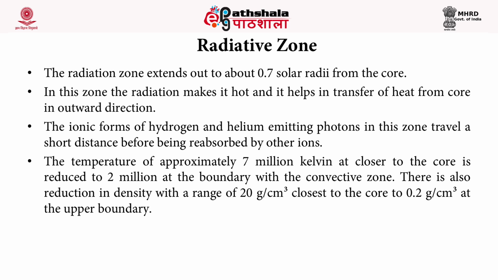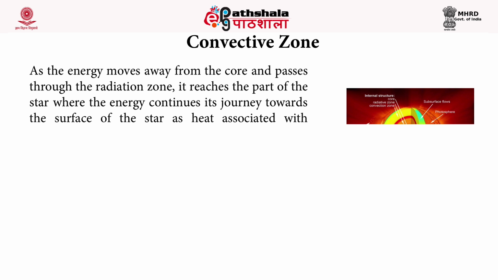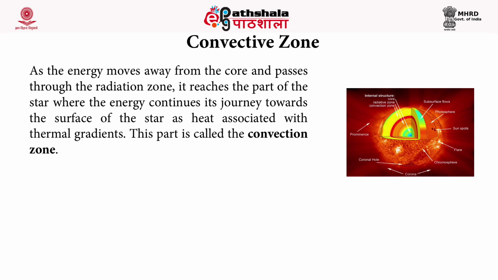There is also a reduction in density, with a range of 20 gram per cubic centimeter closest to the core to 0.2 gram per cubic centimeter at the upper boundary. At the convective zone, as the energy moves away from the core and passes through the radiation zone, it reaches the part of the sun where the energy continues its journey towards the surface as heat associated with a thermal gradient. This zone is known as the convective zone.